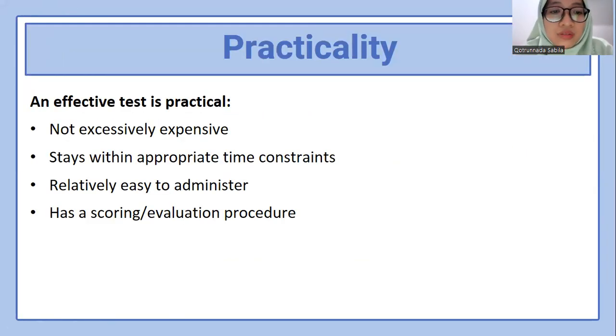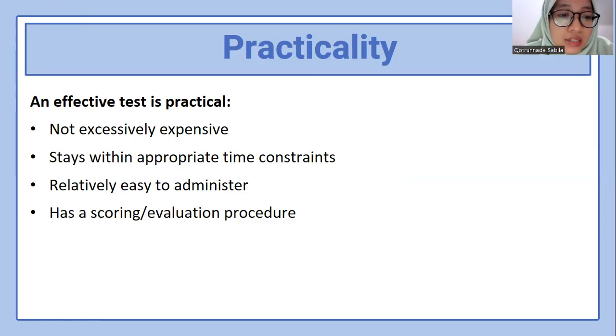How do you know if a test is effective? Let's identify 5 cardinal criteria for testing a test. There are practicality, reliability, validity, authenticity, and washback. First is practicality.